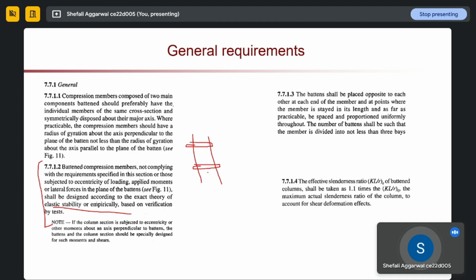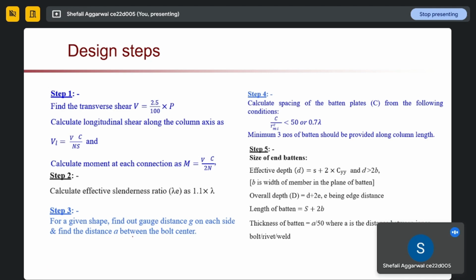So all the battens should be uniformly distributed, in such a way that we have a minimum of 3 bays. Okay. Next is the slenderness ratio. The effective slenderness ratio of batten is taken as 1.1 times the given slenderness ratio, the maximum slenderness ratio. Okay. This is how we will design our batten system.